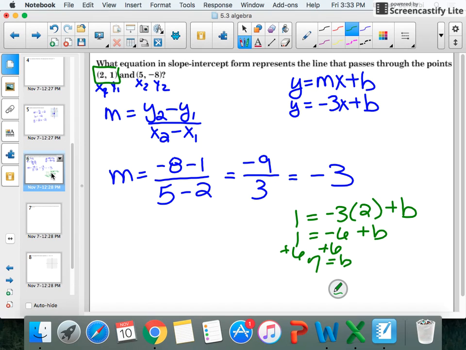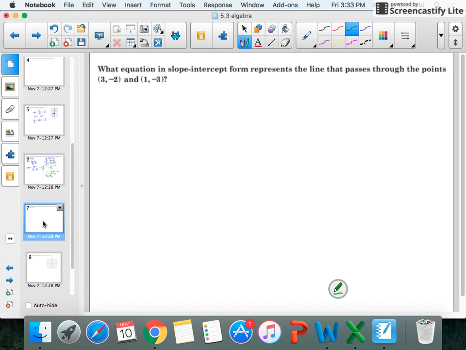So then we're going to go back up to our equation and we're going to fill in b. So we've got y equals -3x plus 7. And now we're done now that we have slope and the y-intercept. So when you fill out slope-intercept form, you have to fill in the slope and the y-intercept. So I want you to go ahead and pause the video and I want you to try this one on your own.